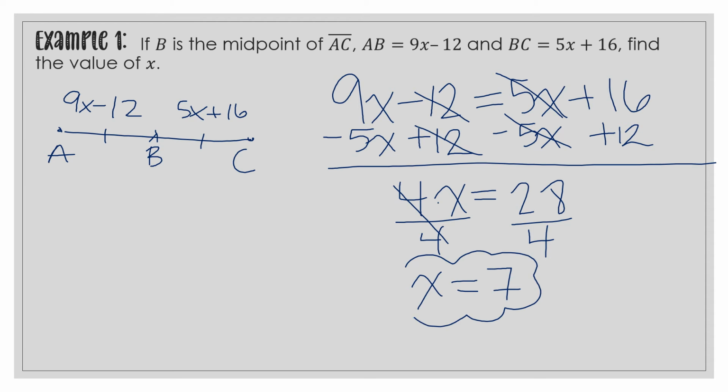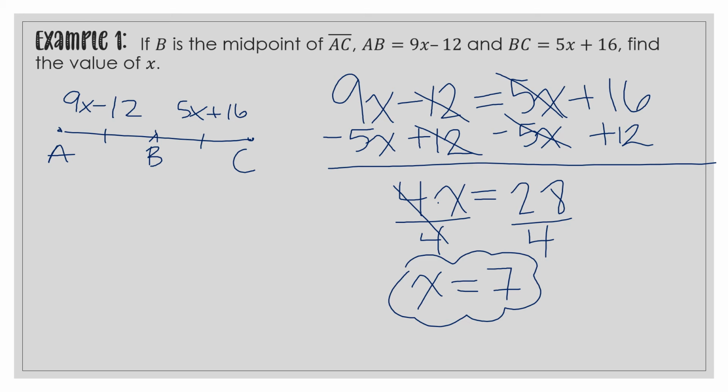You want to be really careful with these questions and make sure you find what it's asking you to find. So this one said find x. I could have very easily asked you to find the measure of AB, the measure of BC, or the measure of AC. If you ever want to check and make sure you're right, try plugging that 7 back in and make sure that you get the same thing.